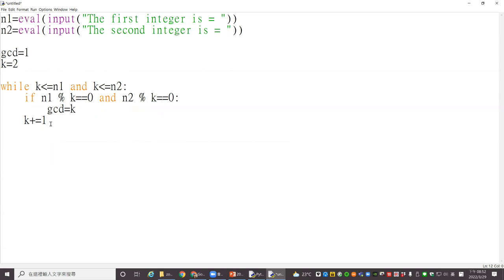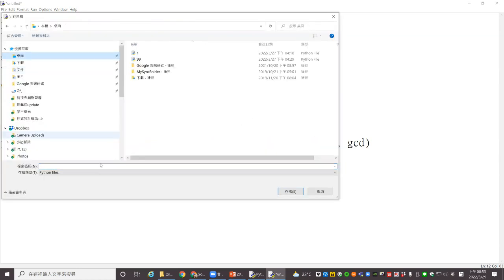And so when the loop quits, then we will print the greatest common factor of n1 and n2 is GCD. The commas in the print will represent the spaces. So we'll try it.